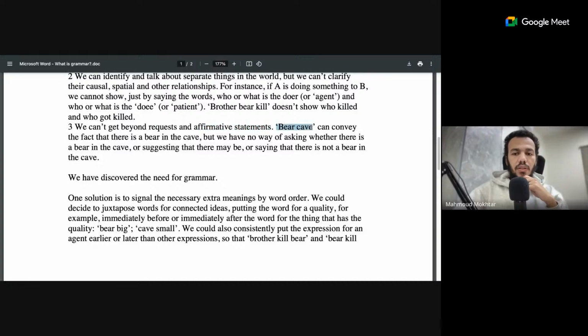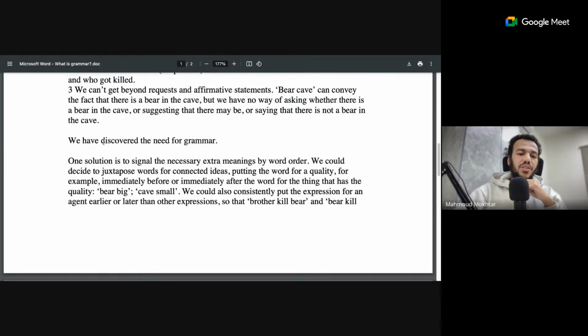Bear cave can convey the fact that there is a bear in the cave, but we have no way of asking whether there is a bear in the cave, or suggesting that there may be, or saying that there isn't a bear in the cave. We have discovered the need for grammar.